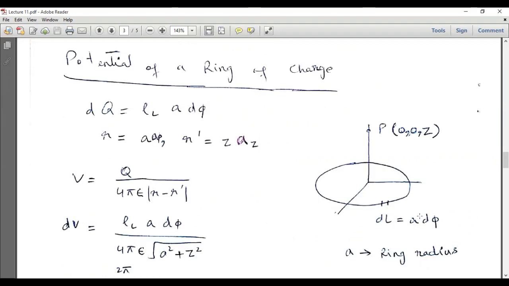So dl will be equal to a d phi in this case, because the ring of charge is actually located along the phi direction. So this is the differential patch or differential element, and the length of this differential element is equal to a d phi. a is the radius of this ring, and dq is equal to rho l dl. So this is rho l, and dl is equal to a d phi, and r is the location of this differential element. r dash is the location of the point where we want to measure the potential. So r dash is equal to z a_z, and r is equal to a a_phi.